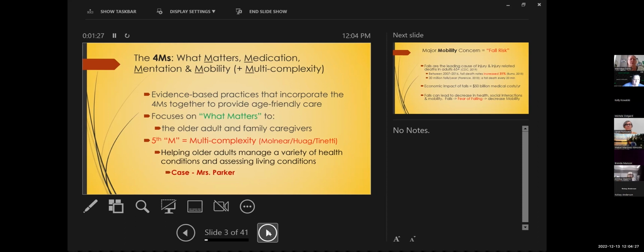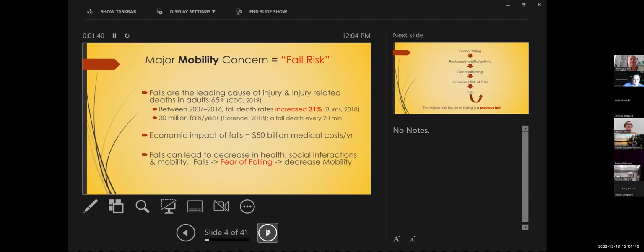The importance of the 4 M's is that we're helping to manage healthcare of our elderly individuals and making them safe, making them able to do what matters for as long as they're able.